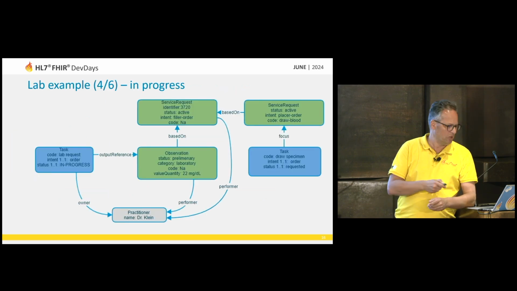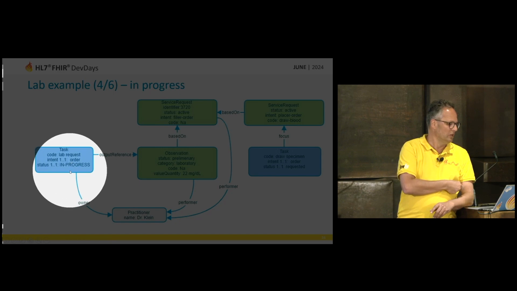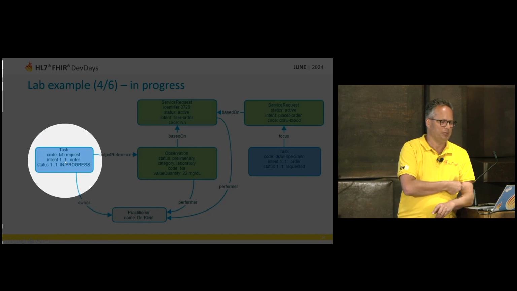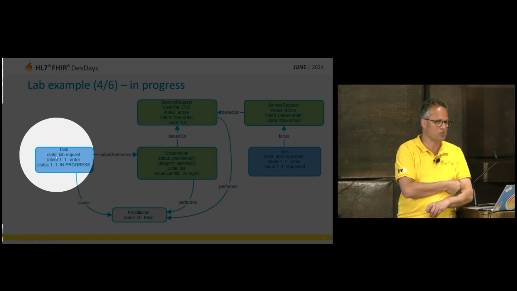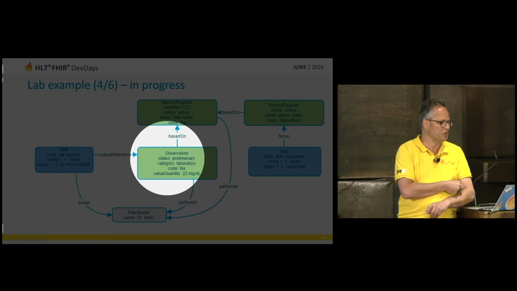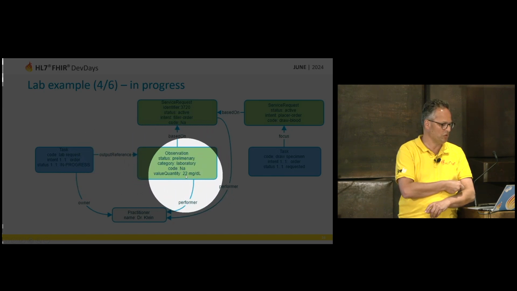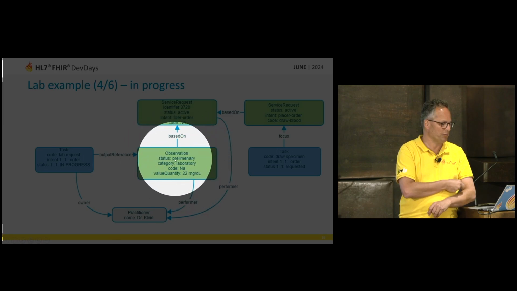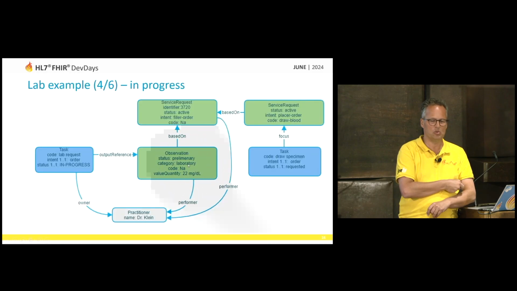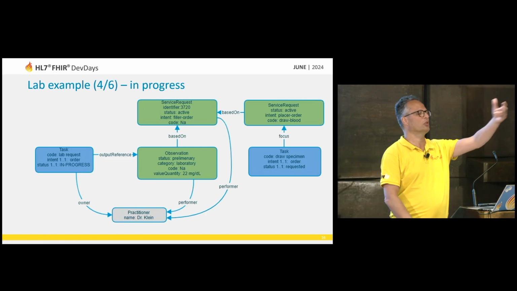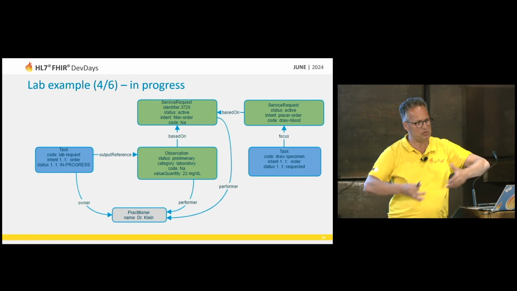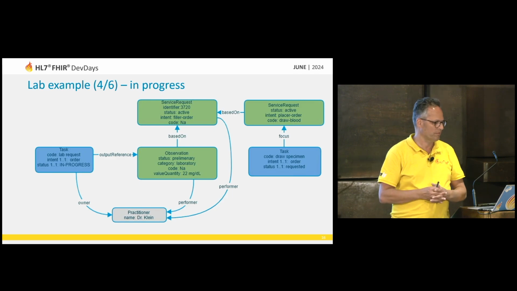So then, here we have the task again that we just saw. When I actually start doing something in the lab, I will change the status to in progress. I'm busy doing it, so that's one of the statuses that we have in the task, and that creates an observation. So here we see our sodium with 22 milligrams per deciliter, and it's a preliminary result. You quite often have that in lab results, that first we have preliminary results, then final results, and corrected results. So even within the observation we have multiple statuses.